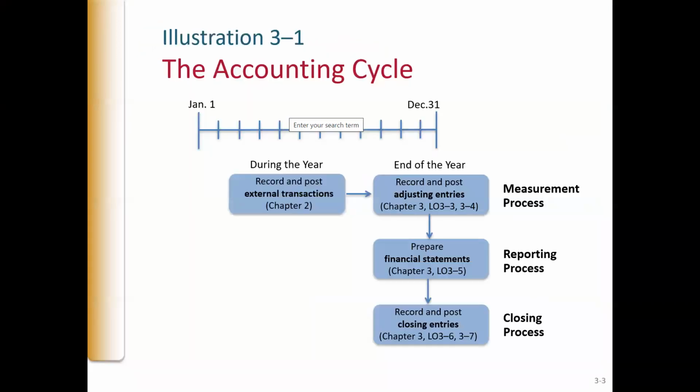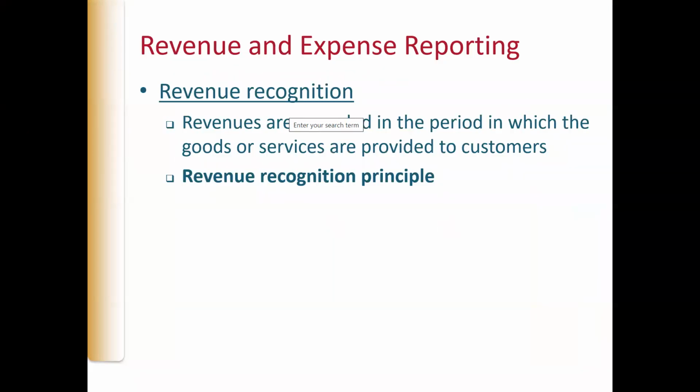We record revenues in the period in which we provided the goods or services, not necessarily when we got the cash. That is called the revenue recognition principle. And guys, you will see it on the quiz in a multiple choice.